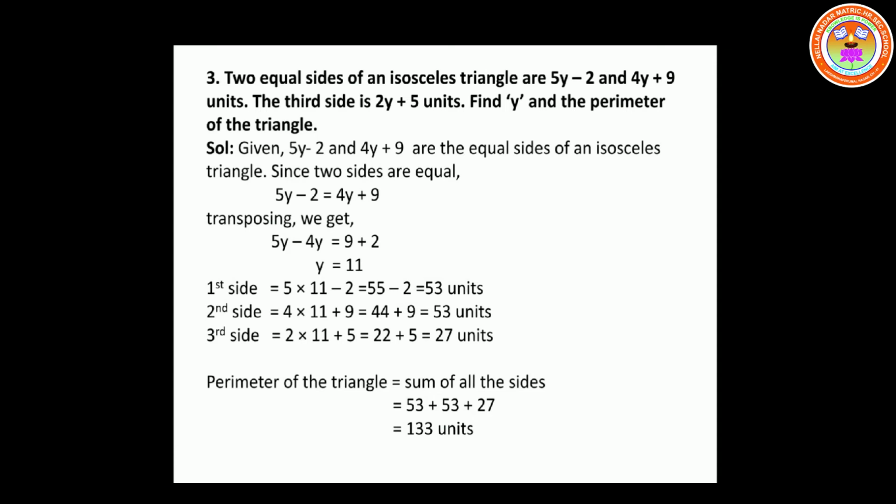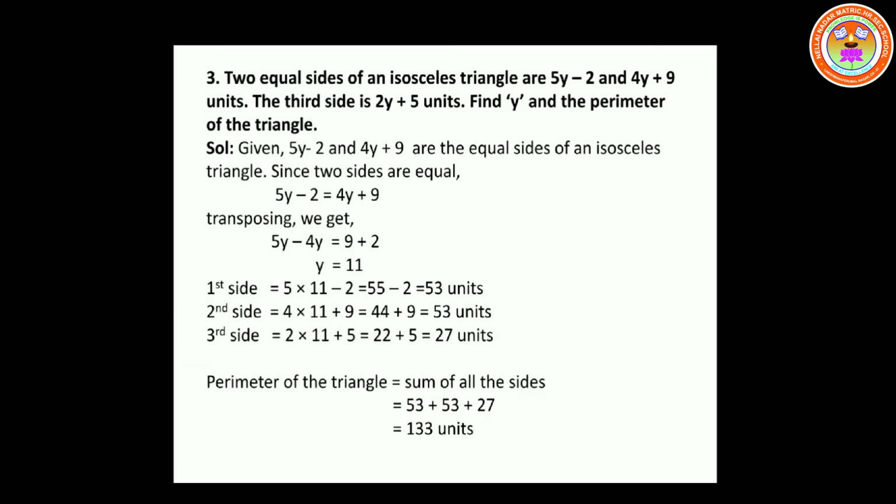So this is also a triangle, but it is an isosceles triangle. What do you know about an isosceles triangle? Two sides will be equal. Okay, so that is what an isosceles triangle is, and the third side is given. We have to find the value of y and the perimeter of the triangle. Given 5y minus 2 and 4y plus 9 are the equal sides of an isosceles triangle.